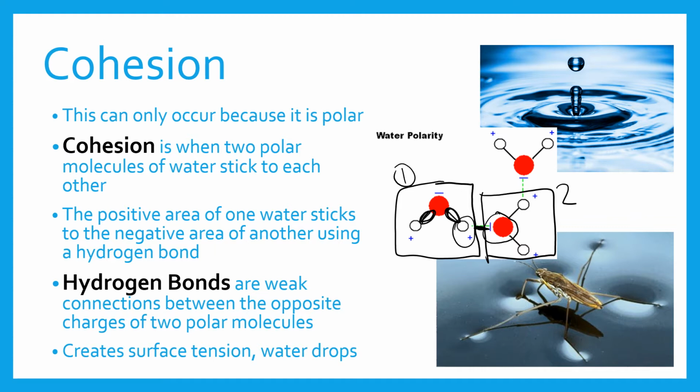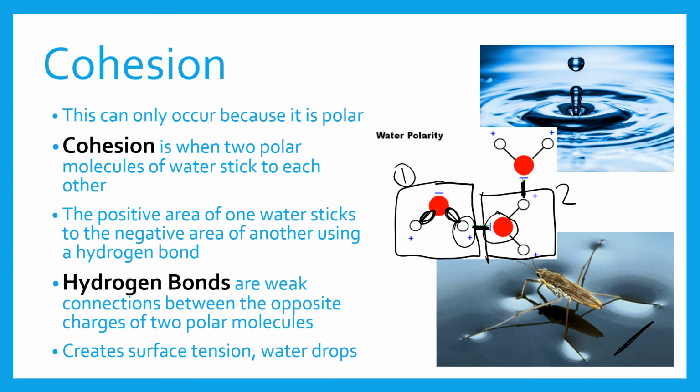So that little connection right here between the positive and the negative parts of 2 different molecules is the hydrogen bond. Now, this property of cohesion is important because it creates surface tension, where if you've ever set your hand on the top of water, it kind of feels like it's hard to break. If you've ever accidentally belly flopped in a pool, that's because there's surface tension. All of these water molecules are sticking together because of cohesion, and you didn't break those hydrogen bonds properly, so it hurt because it was like you were kind of hitting a wall there.